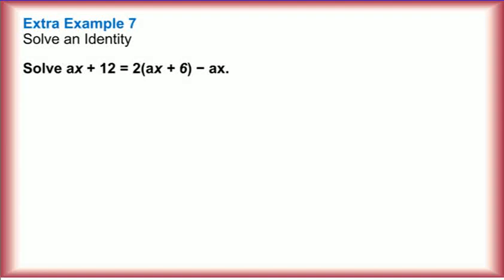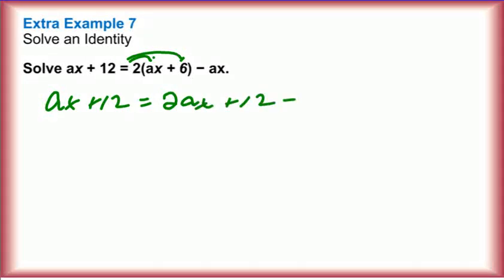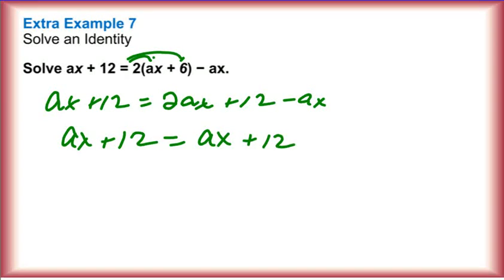Some more with identities. So if I distribute here, I have ax plus 12 equaling 2ax plus 12 minus ax. I have ax plus 12 equaling 2ax minus ax is 1ax plus 12, both the same, so this is an identity.